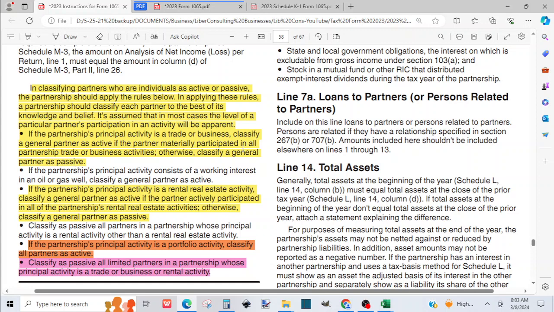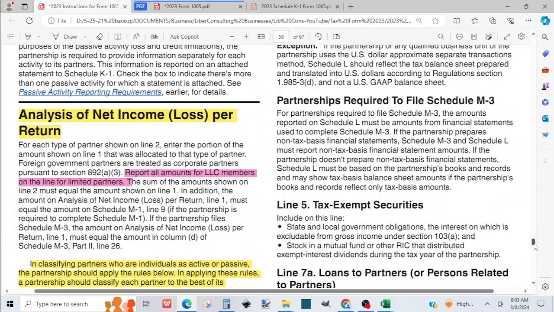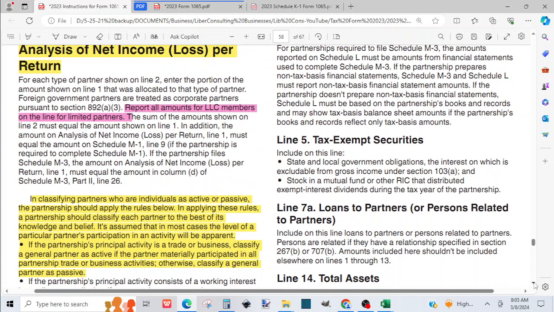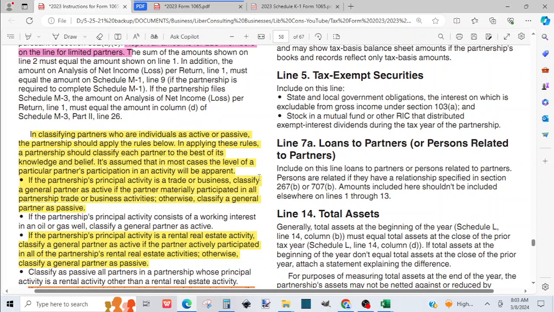But then they say classify all LLC members as limited partners. So, using a partnership tax return to file for LLC and partnership, I don't know if we had to make a distinction here by considering it as partners that work in the business as active.